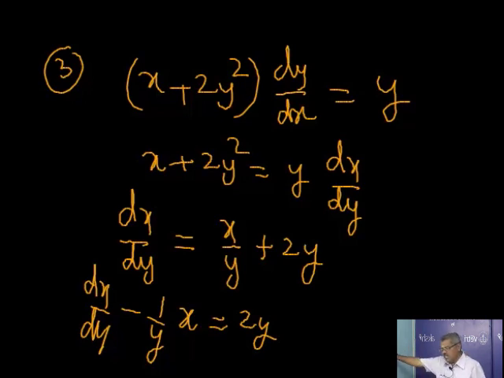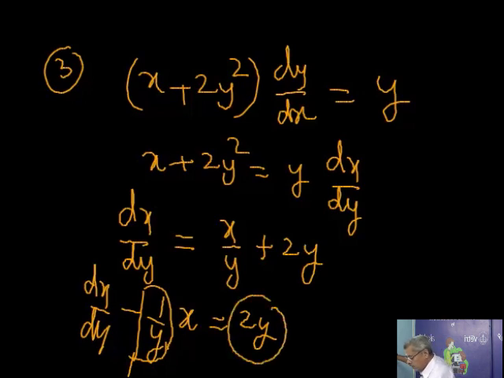So what do you see here? This is a linear equation in x, where p is nothing but this one, along with the negative sign, and q is this. The negative sign is included; if you want, you can write minus 1 by y. So p is minus 1 by y, q is 2y.